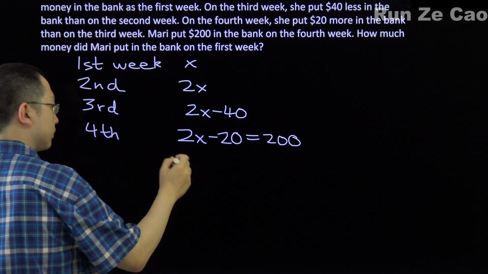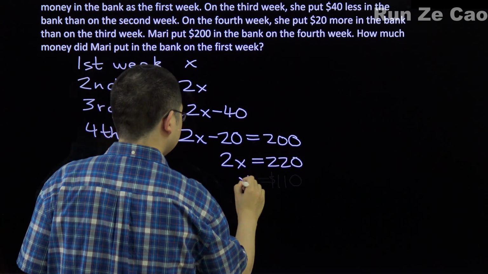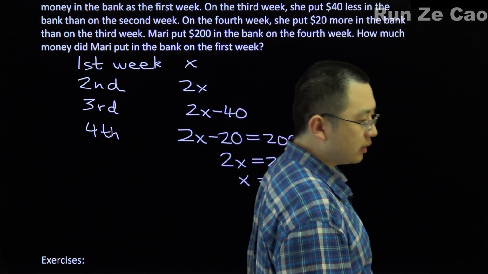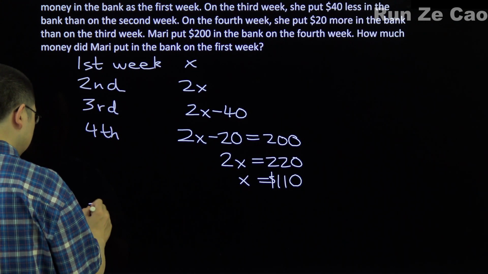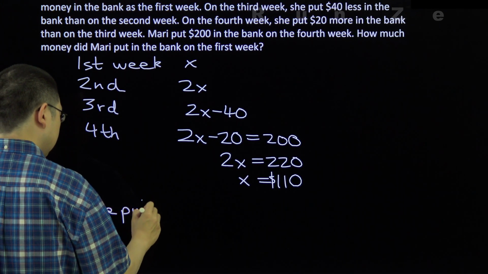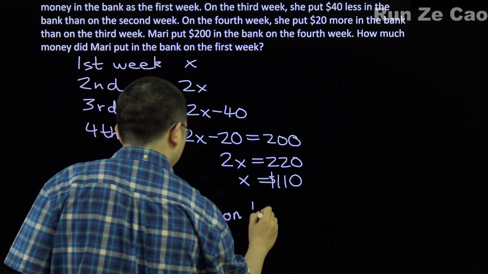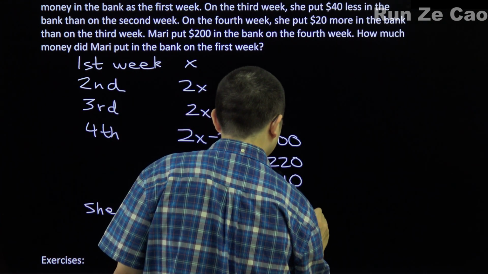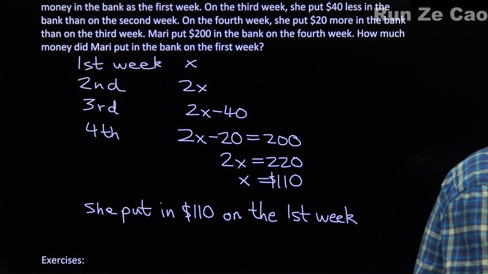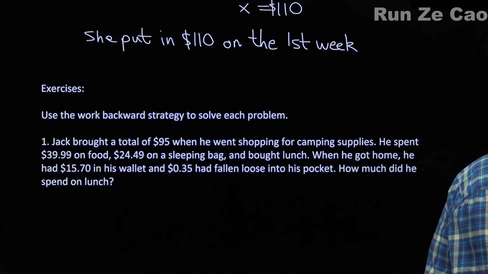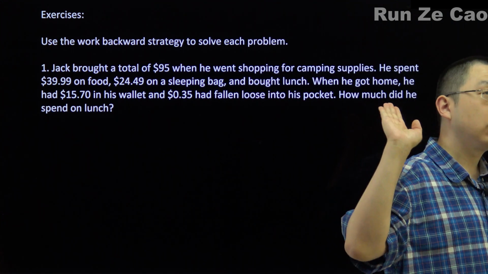So 2X is equal to 220. So this is $110 on the first week. She put in $110 on the first week. Okay, let's say, oh, here it actually says, use the work backward strategy. Okay, then we will work backward. Fine, whatever.